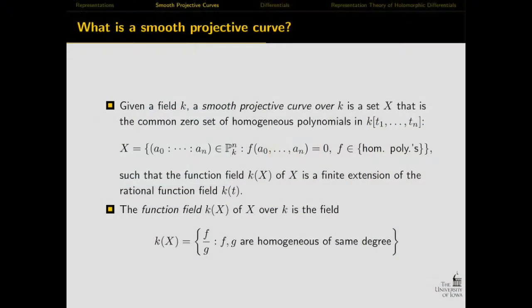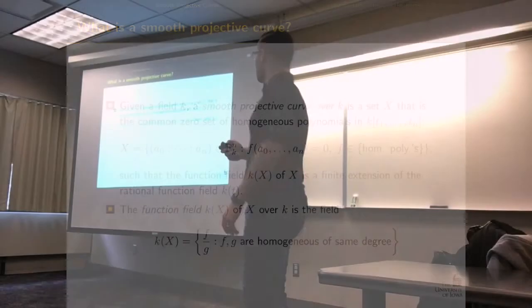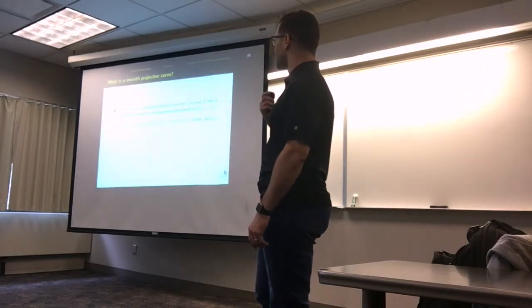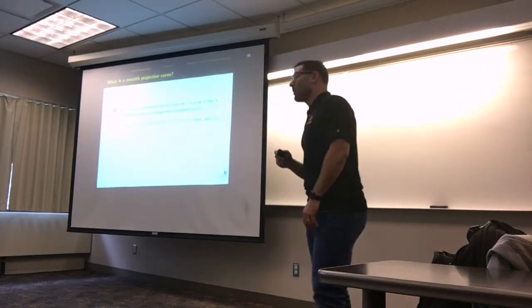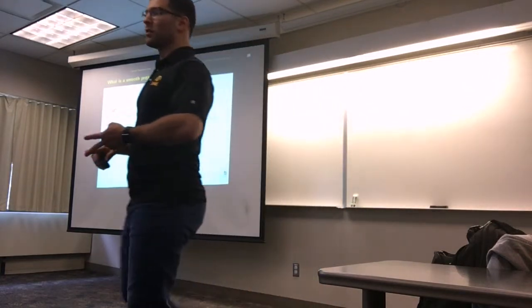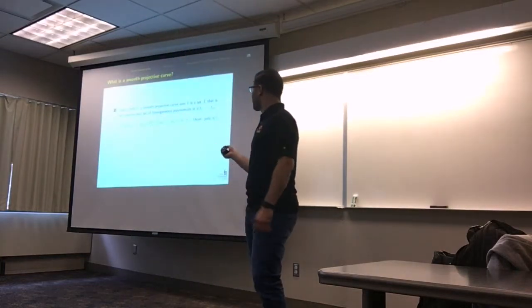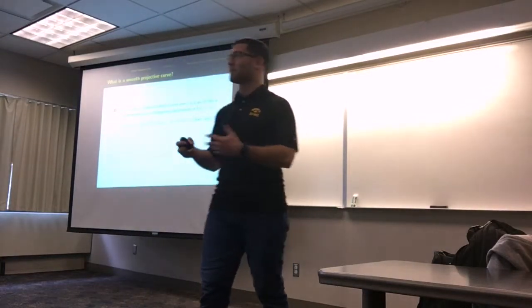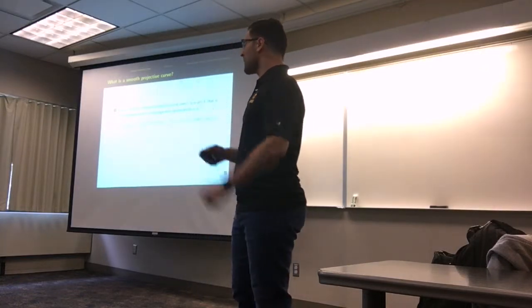So, as a set, we can write a smooth curve as this. It's a collection of points in projective space, a0 through an, in equivalence class, so that if I plug that point into various polynomials F, I get out 0, for some F in some set of homogeneous polynomials. So the common zero set of some homogeneous polynomials. That's what a smooth projective curve is. What makes it projective, as I said, is its points are in projective space. What makes it smooth? Well, you take the Jacobian matrix of these homogeneous polynomials, and it has to have a particular rank. And that's what makes it smooth.